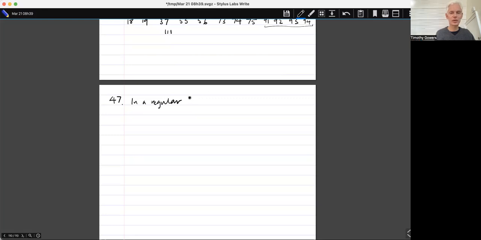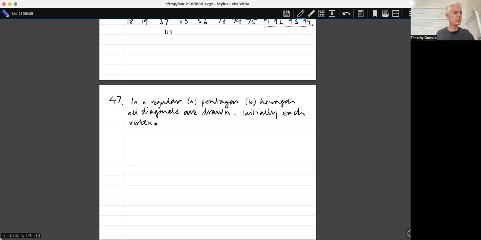So in a regular A pentagon, B hexagon, all diagonals are drawn. Initially, each vertex and each point of intersection of the diagonals, this again is going to need some interpretation, is labelled, I'll use English spelling today, by the number 1.